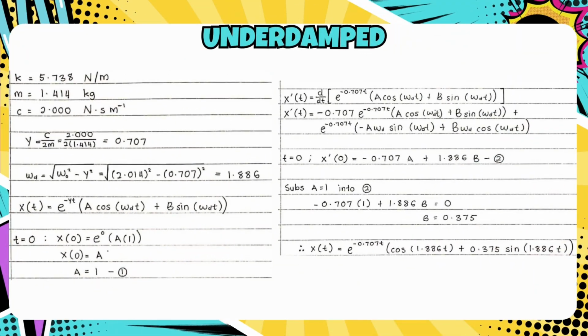For underdamped, we have to find damping ratio and damping frequency. So we get zeta equal to 0.707 and omega d equal to 1.886. Using the general solution, we let t equal to 0. Then we get a equal to 1. Then we differentiate x(t). Then we let t equal to 0 into x'(t), and we let it as equation number 2. We substitute a equal to 1 into equation 2, and we get b equal to 0.375. Finally, we get the equation for underdamped.